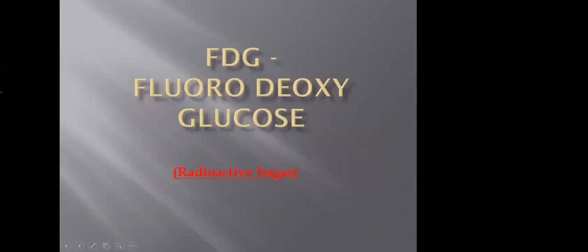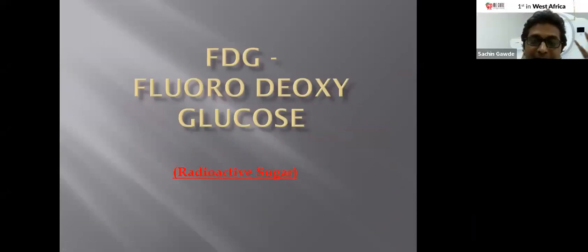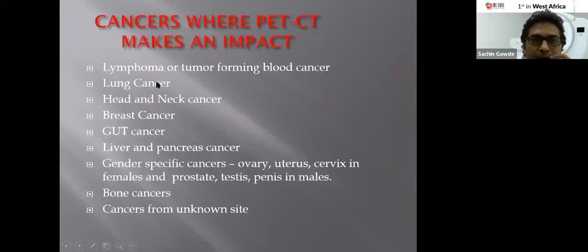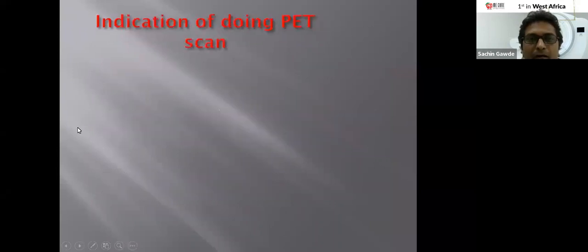Next slide, please. There has been a question of whether PET will replace CT or MRI. I would definitely say no. Both are equally important. PET just complements the structural imaging like CT or MRI. Next slide, please. I'll skip this slide; it's already been discussed. Now, just go back to the previous slide, please.